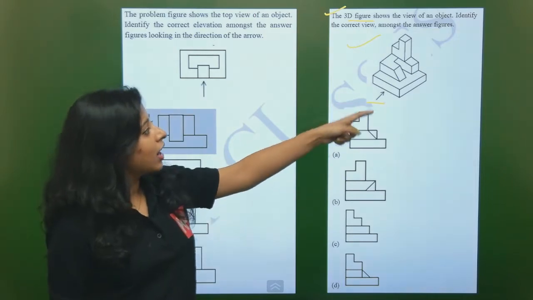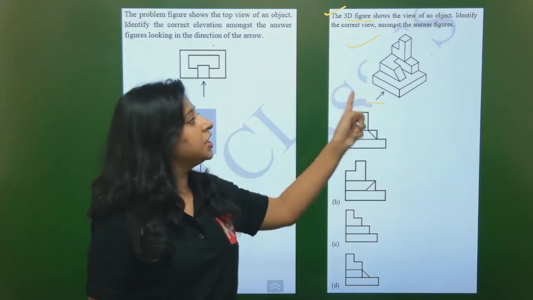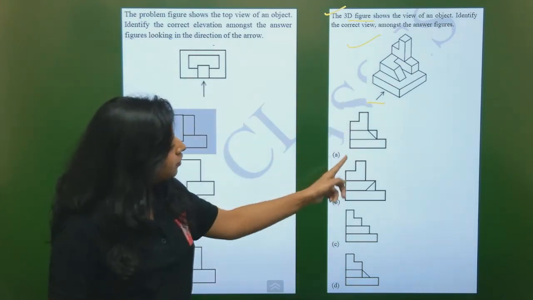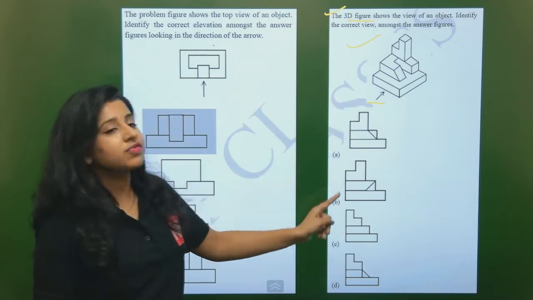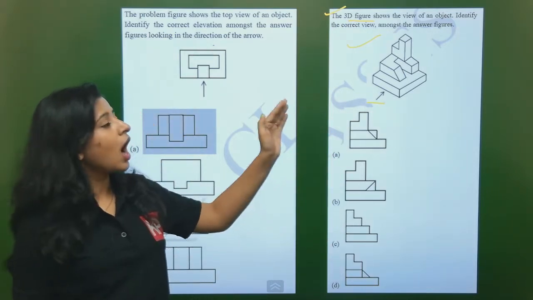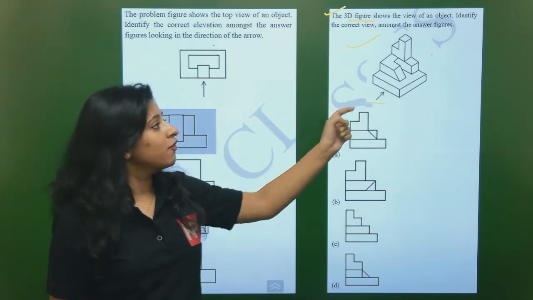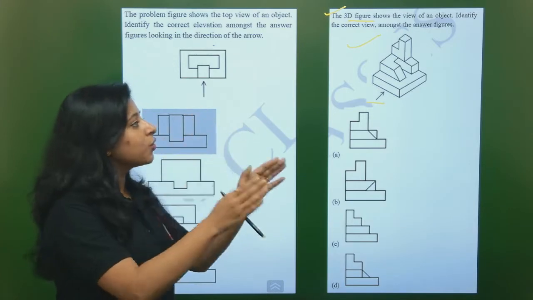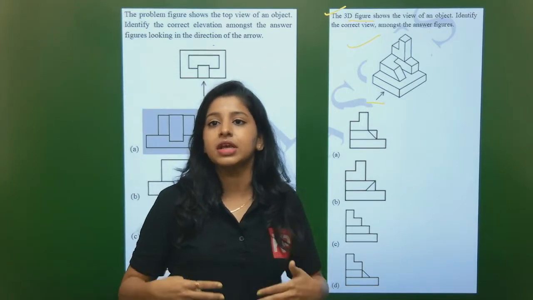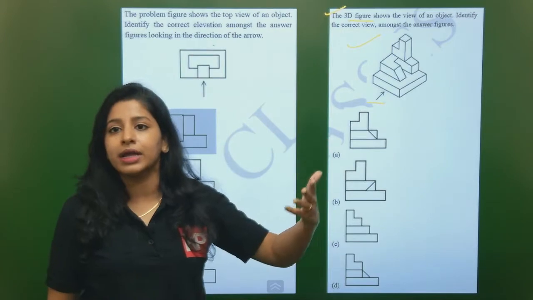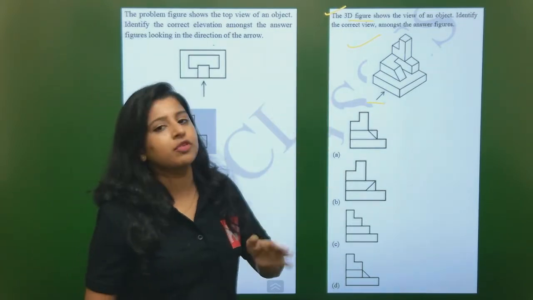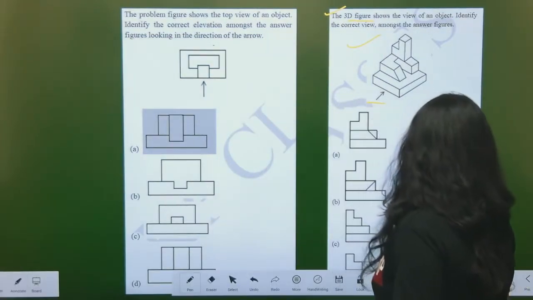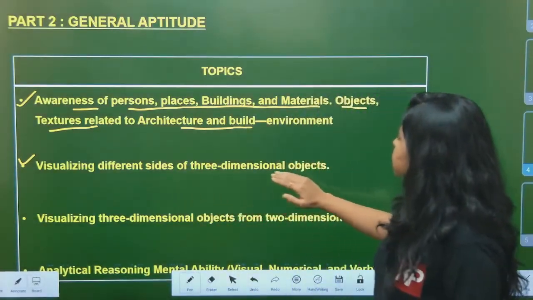They are asking you how this particular 3D shape will look when you view it from this side, that is from this point. So these are the four options. Out of these, you have to select the right option, that is how this particular 3D image will look when you look at it from this point. You will be given a 3D object, and by looking at it, you have to visualize, imagine in your mind, how it will look if I view it from the front or side or wherever the arrow has been given. So basically, if you just go back to the previous slide, visualizing different sides of 3D objects.